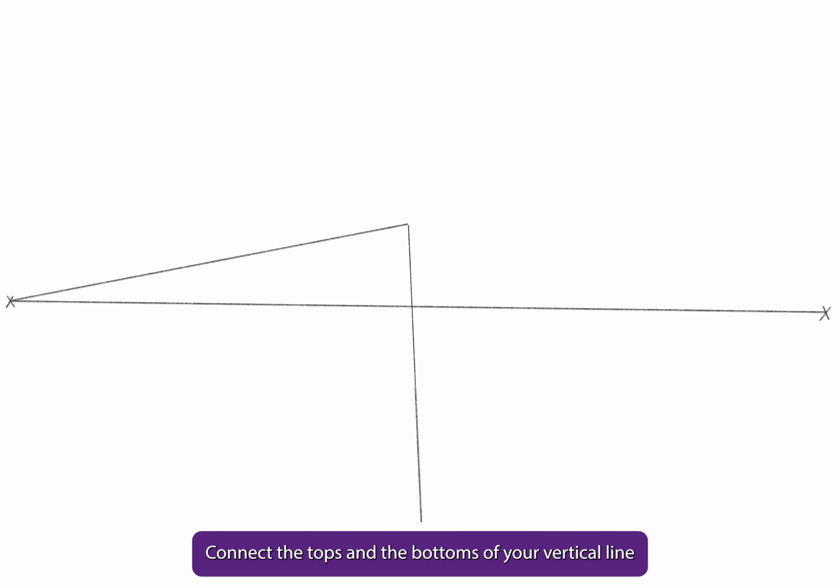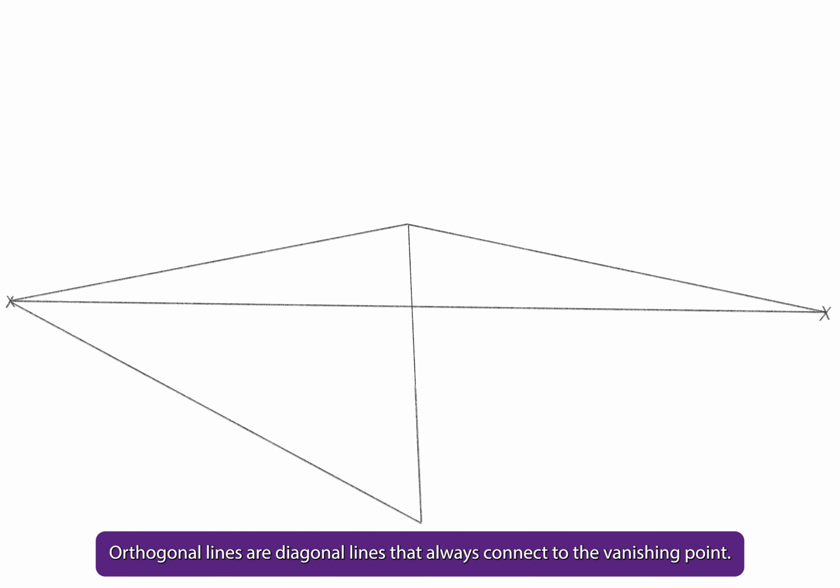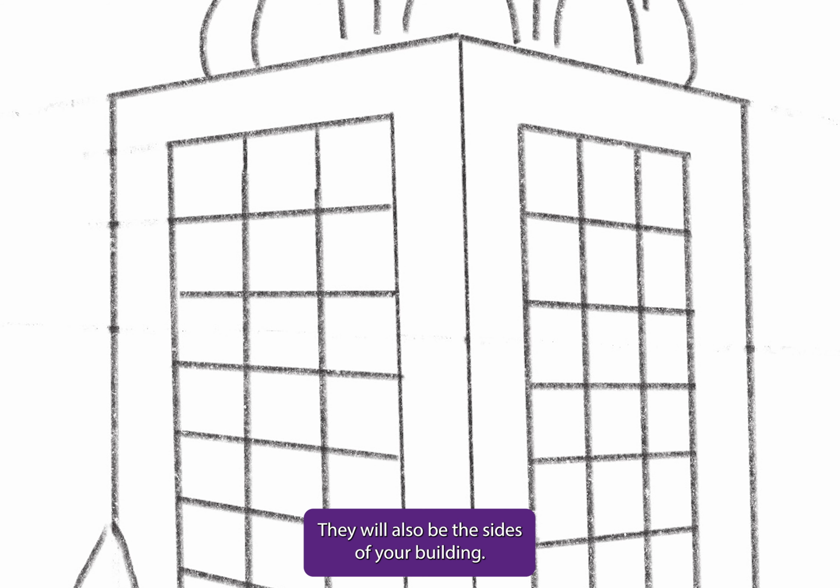Connect the tops and the bottoms of your vertical line to the vanishing points using orthogonal lines. Orthogonal lines are diagonal lines that always connect to the vanishing point. They will also be the sides of your building.